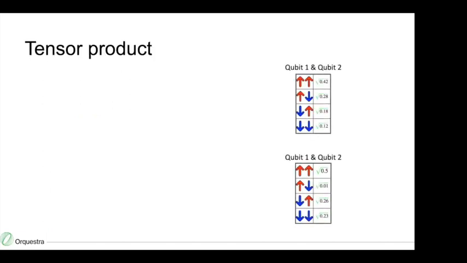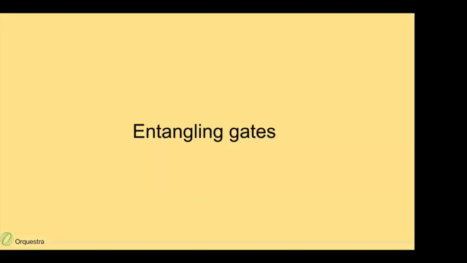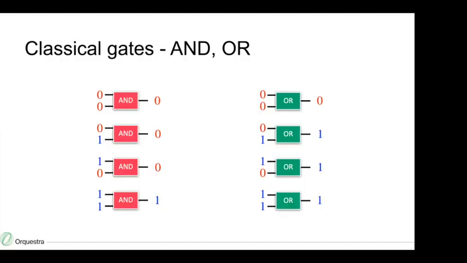And I think here I'm just repeating what I just said, so I'm gonna go a little faster. When I cannot write it as a tensor product, that means they're entangled. So let's go to entangling gates, because then I will be able to have qubits that are not entangled, and I will be able to entangle.